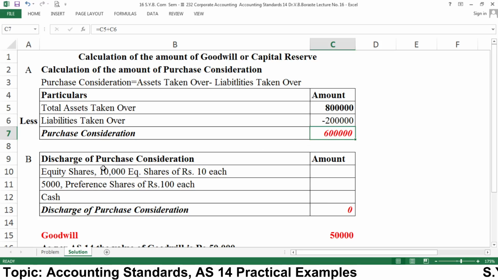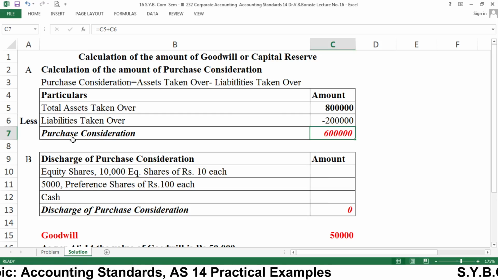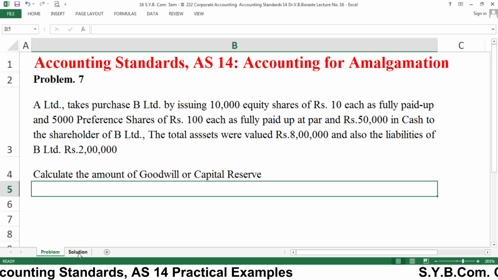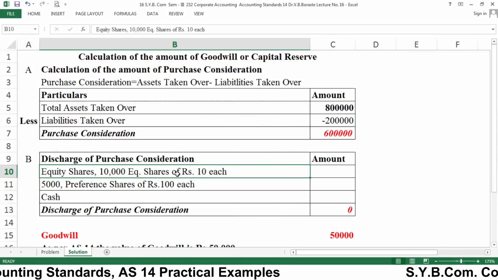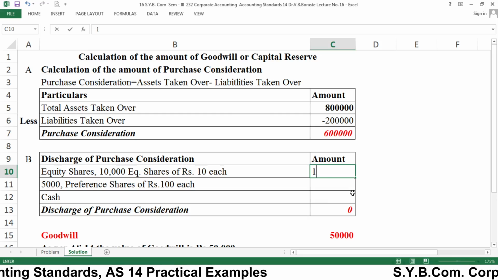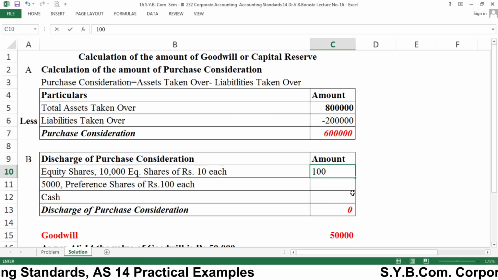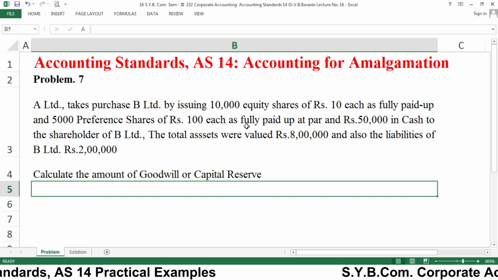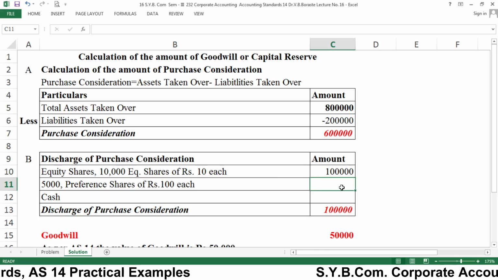Now we have to discuss the purchase consideration and its discharge. We have got the PC. Now we have to calculate the discharge of PC. So what is given? 10,000 equity shares of rupees 10 each. So 10,000 equity shares of rupees 10 each, amount will be 1 lakh. And 5,000 preference shares of rupees 100 each. So 5,000 into 100, amount will be 5 lakh.